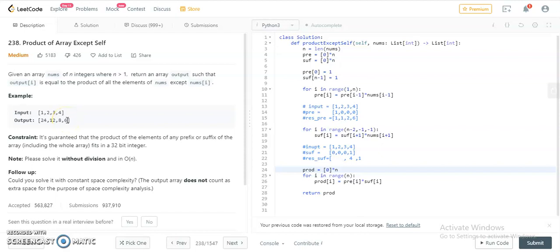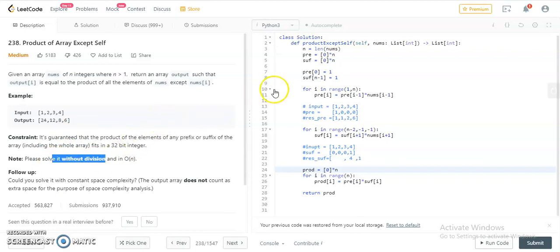So at the third index the output should be 6 only, because the remaining multiplication is 3 into 2 into 1, that is 6. But because the whole multiplication is 0, it will give us a division by zero error, because we are dividing 0 by 0. And the rest of the things would be 0. That is fine. Also, in the question it is given that we have to solve it without division.